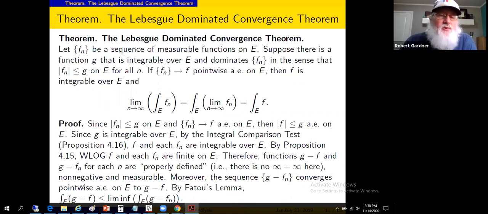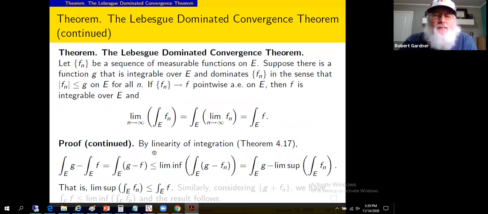So we get the integral over E of g minus f is less than or equal to the lim inf of the integral over E of the g minus f sub n's. We don't want no inequalities and we don't want no limits. We want limits and equalities for a convergence theorem. I think we're probably halfway there though.